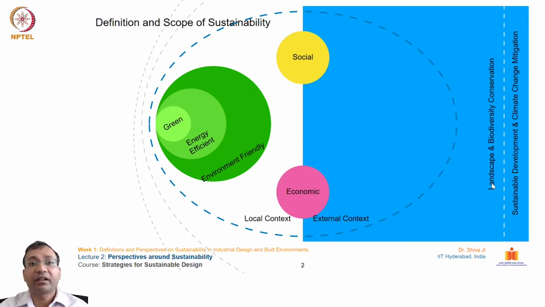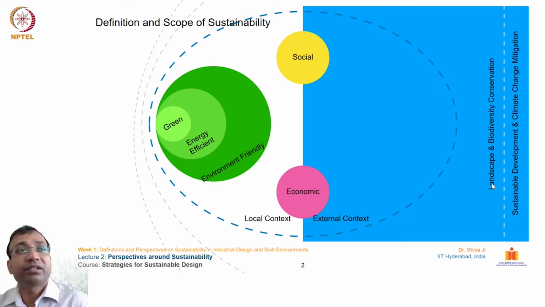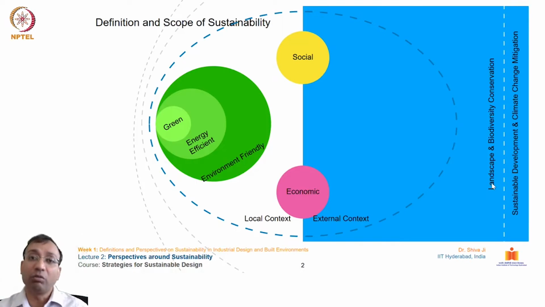And then there are things beyond the reach of sustainable design. That one speaks of landscape and biodiversity conservation. This comes at the level of a bigger position, like a country, or a very big region, for example Siberia or the Arctic or Antarctic. And there is an even bigger effort in terms of scope and reach: sustainable development and climate change mitigation. In this one we deal with the situation at the global level.